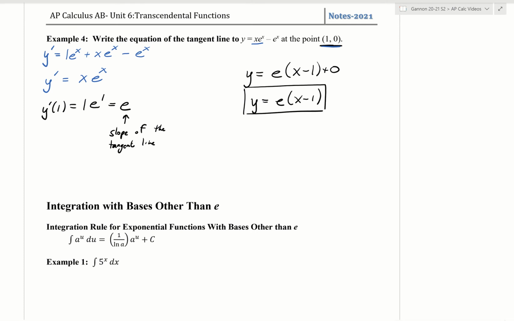Just remember, guys, anytime you see a question asking you to write the equation of a tangent line, you need slope and you need a point. The slope of the tangent line is going to be the derivative of the function.